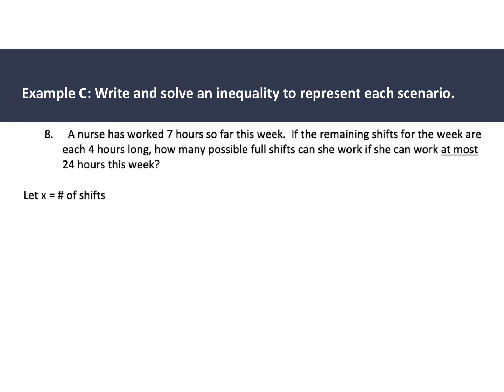So presently, this nurse has worked 7 hours, and she's going to work more. So we're going to put plus 4 hours for each shift. So I'm going to say plus 4x, and she can work at most would be less than or equal to 24. All right, let's solve this.